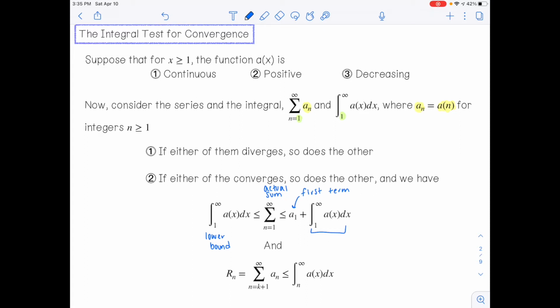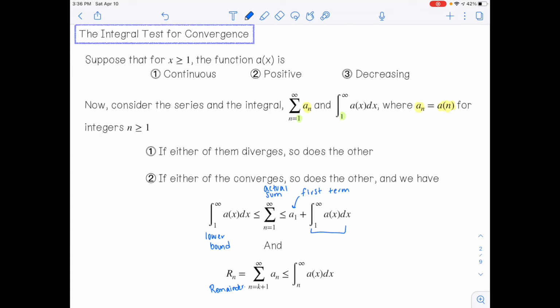This also lets us know that r of n, which is our remainder, for the nth number of terms is going to be equal to the sum from k plus 1 to infinity of a of n, which is going to be less than or equal to the improper integral from n to infinity of a of x. We don't have to worry about that so much. That just kind of tells you the remainder, so like the amount of error, that we're not going to really worry about too much.